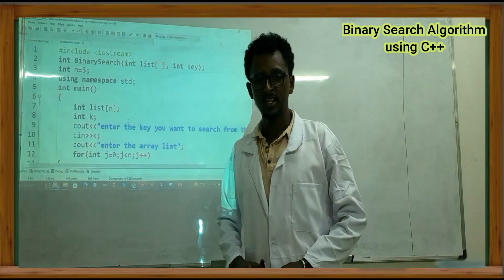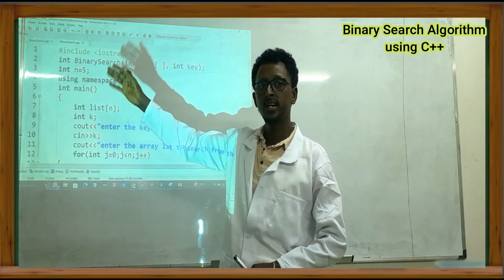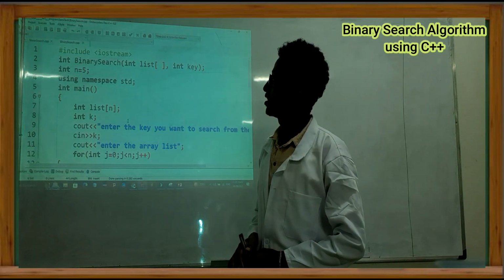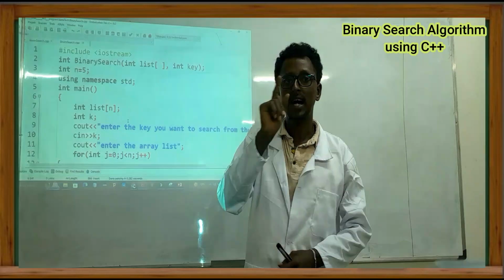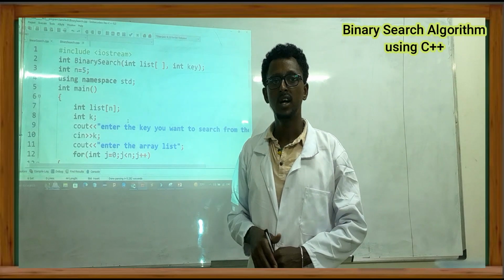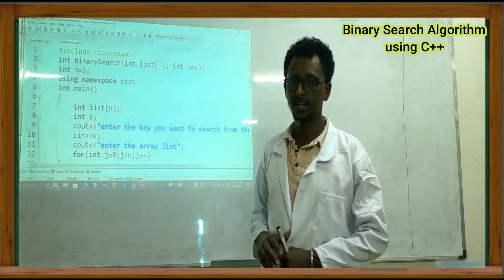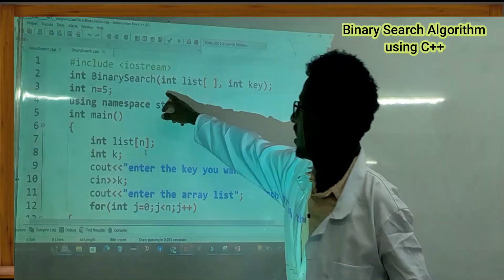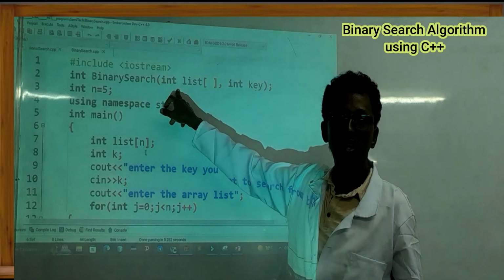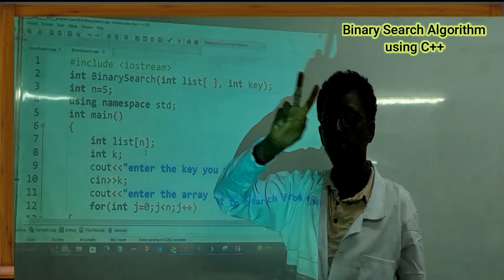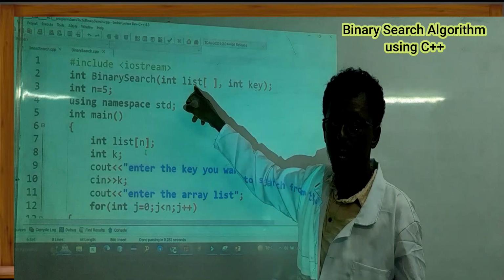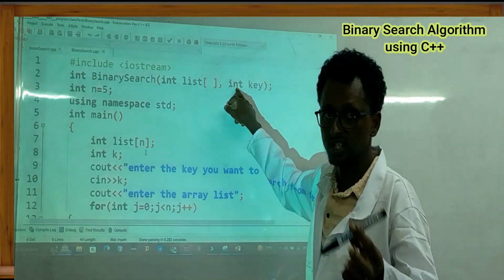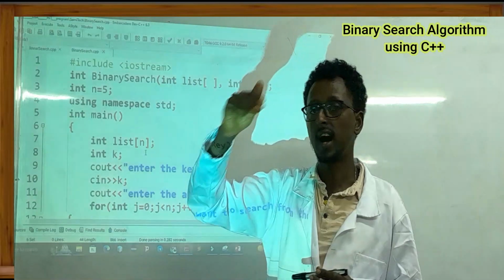Okay, guys, let's see here how the program performs or achieves the required task, finding whether the required key is found at the ith index. So what we need to do first is declare the binary search function. The function takes two parameters. The first one is the list of arrays, and the second one is the key that we want to search from the list or from the array.